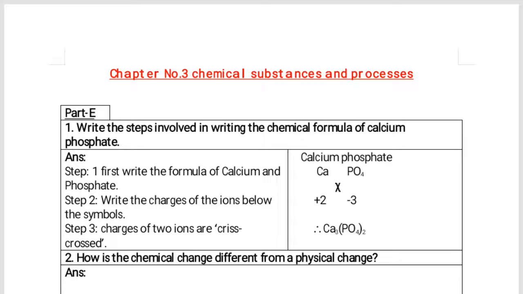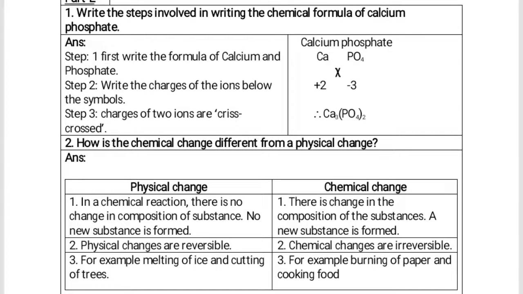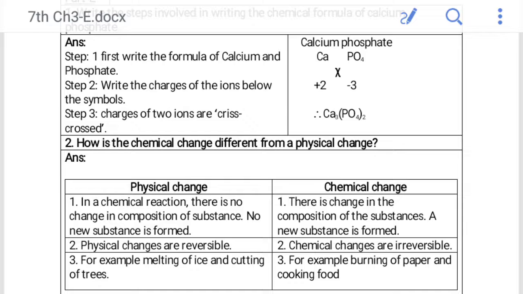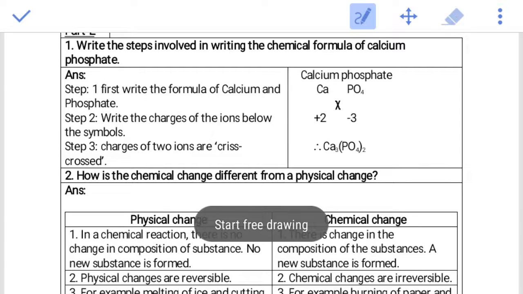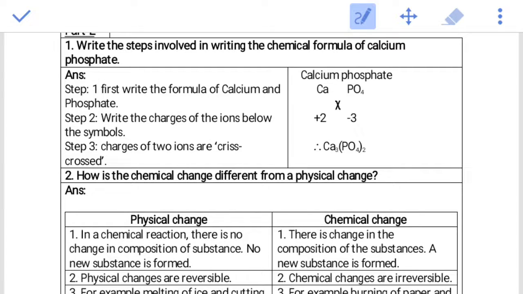Number 1. Write the steps involved in writing the chemical formula of calcium phosphate. Here the steps are also given. First of all, we have to write the chemical formula. Calcium, we know that calcium is Ca and phosphate is PO4. After writing the formula, write the charges. So in Ca the charge is +2, and PO4 is -3.